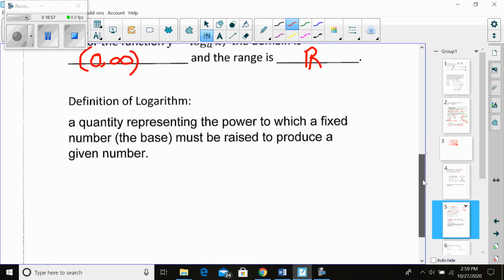And the simplest way to define a logarithm, if you said to me, what is a logarithm? A logarithm is an exponent. The logarithm is what is the exponent that I need to raise a fixed number, a base, to? What's the power I need to raise that base so that I get a certain output, a certain number?